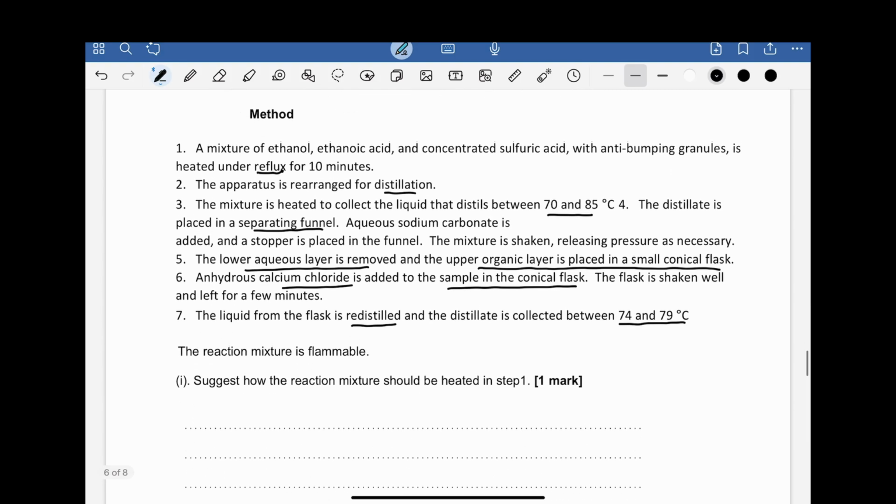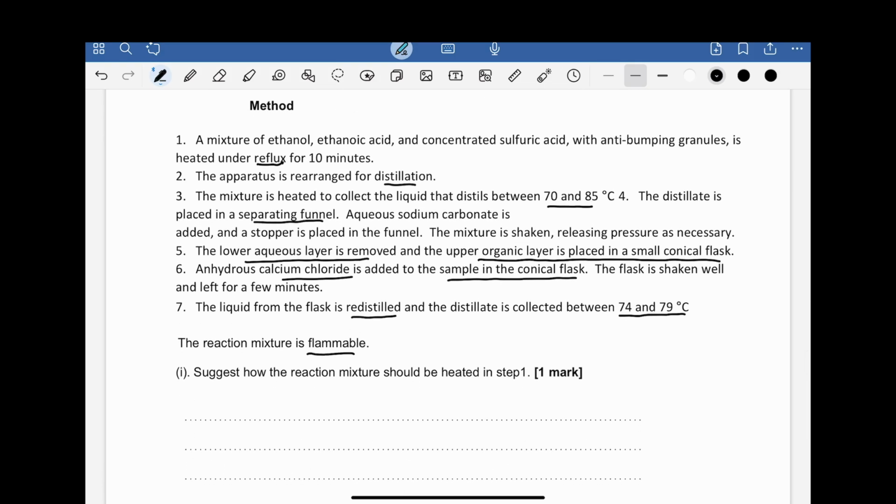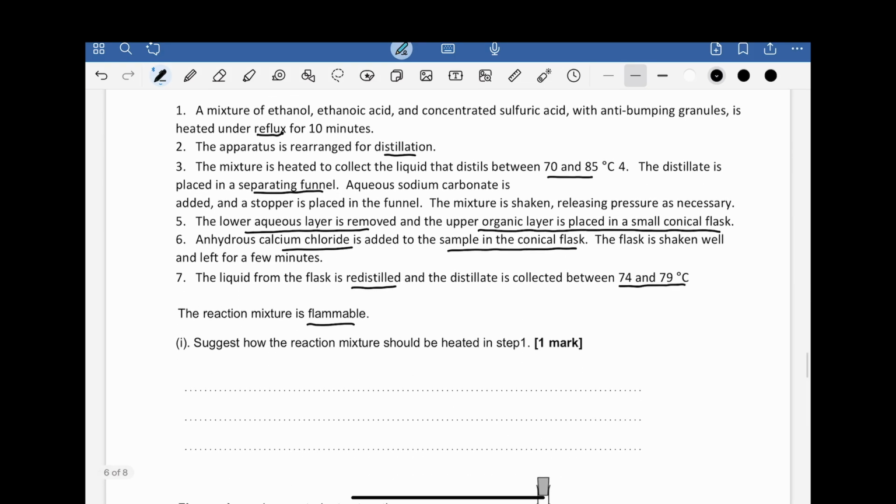The reaction mixture is flammable. 1. Suggest how the reaction mixture should be heated in step 1. Because the mixture is highly flammable, we can use an electric heater, or we can use a water bath, or we can use a heating mantle.